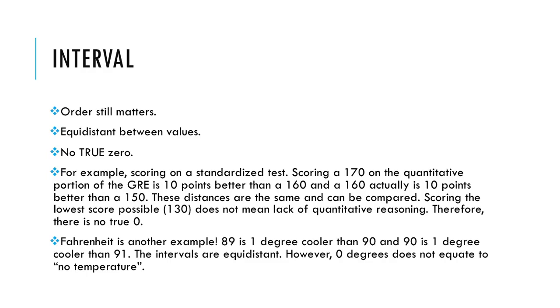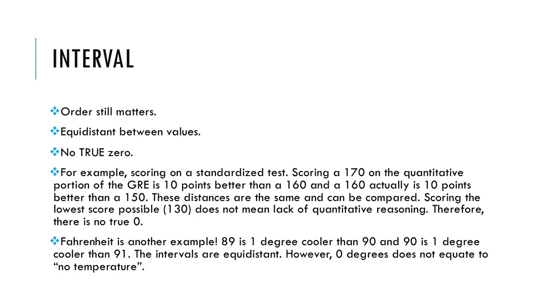But scoring the lowest possible score on the GRE, which is a 130, does not mean a lack of quantitative reasoning for this specific section. I'm just talking about one section. It does not mean lack of reasoning. Therefore, there's no true zero here.